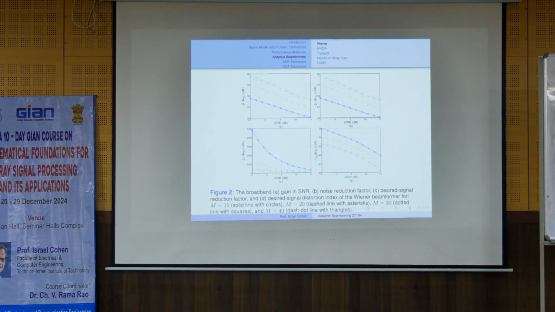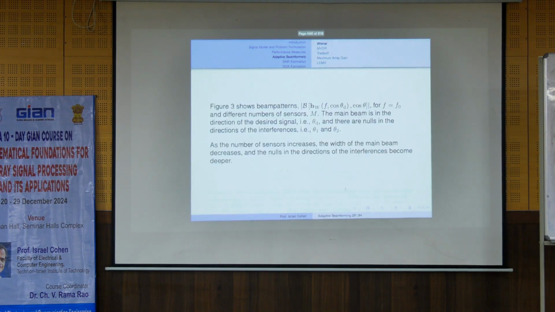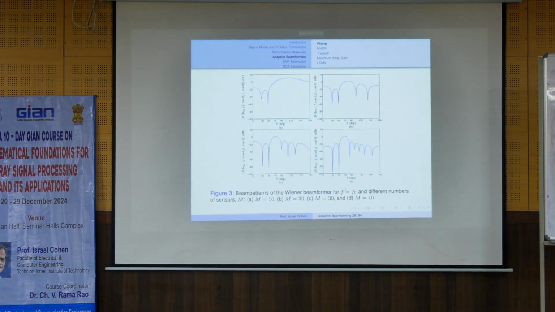This is the distortion. You see that when you add sensors, the desired signal reduction factor decreases, and the distortion index also decreases. We are familiar with that. No problem. But I want to show you the beam pattern. How does it look? This is the beam pattern for 10 sensors, 20 sensors, 30 sensors, and 40 sensors.